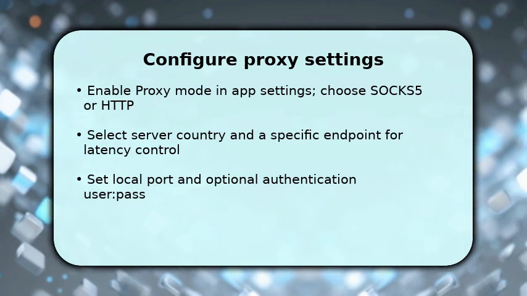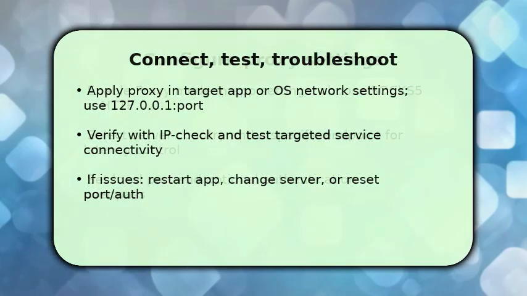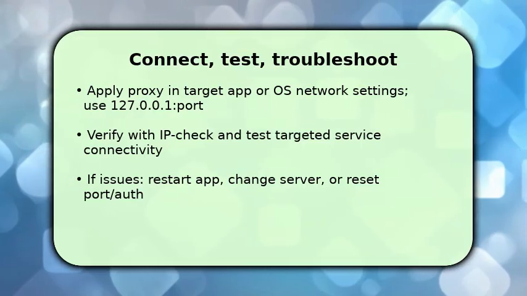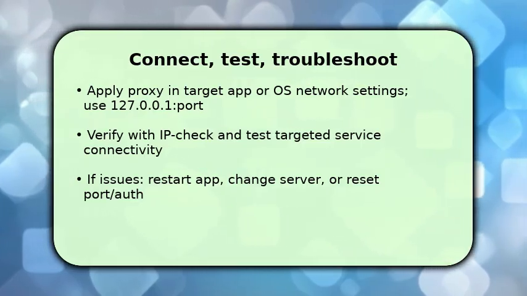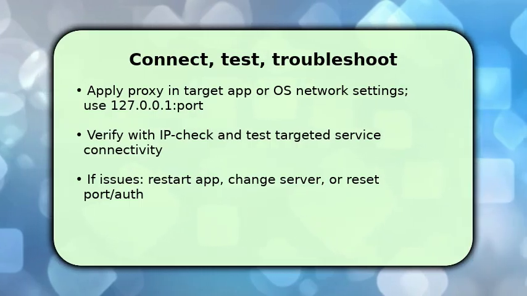You finish by applying the proxy address, typically 127.0.0.1 in your chosen port into the app or system network field, then connect. Once connected, verify your IP and test the service to ensure the proxy routes traffic as expected.